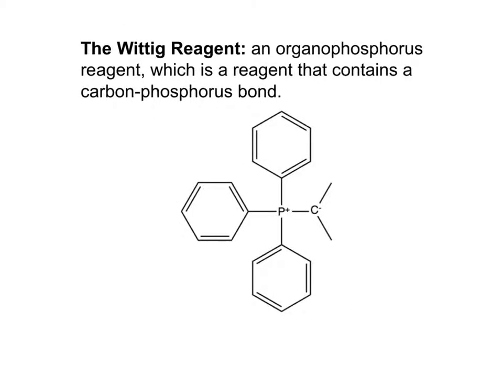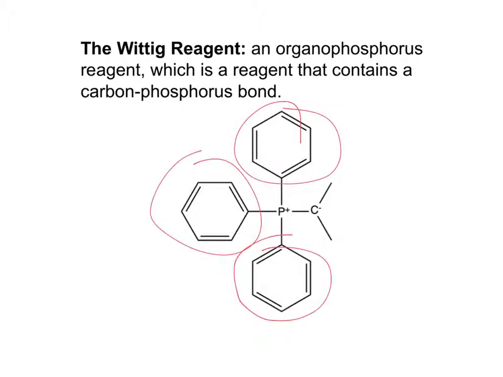Alright, so the Wittig reagent is an organophosphorus reagent which contains a carbon-phosphorus bond. Now, a typical Wittig reagent has a phosphorus atom bonded to three phenyl groups, which are shown here. And in addition to the three phenyl groups, there's another alkyl group that bears a negative charge, which is shown here. Now, an abbreviated Wittig reagent is known as a ylide, and it's important that you include the positive and negative charges on the compound. Is that cool?